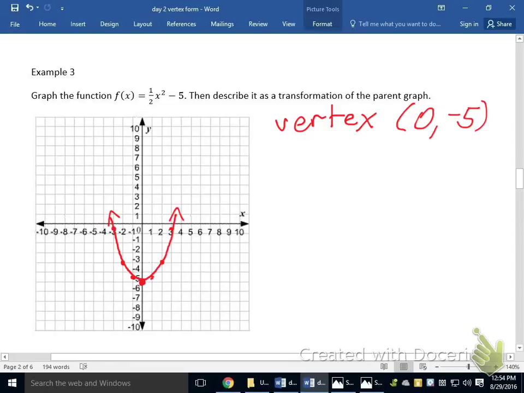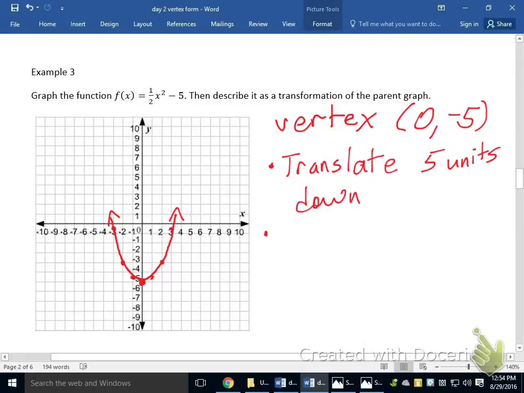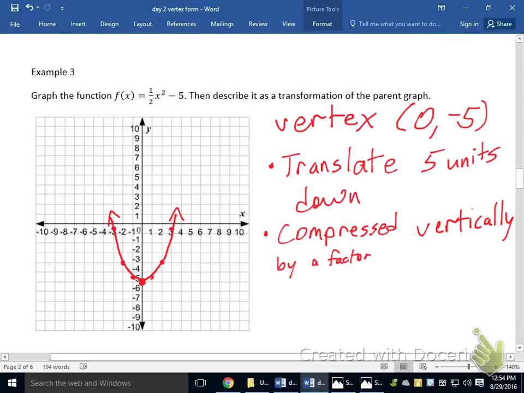Okay, we already talked about the vertex, so let's mention the translation. It translated 5 units down. And then the second thing that happened is it did not reflect. It's still opening up just like y = x squared does. But it did get compressed vertically because it was a number less than 1, by a factor of 1/2. And we're done with this problem.